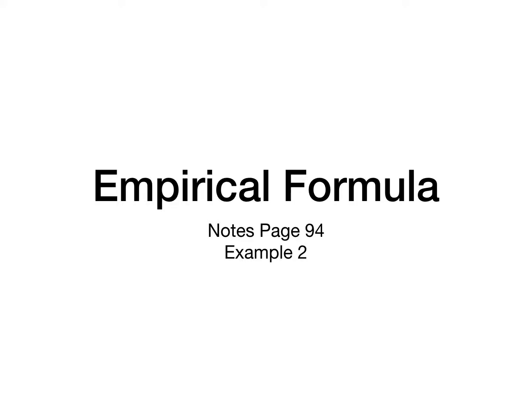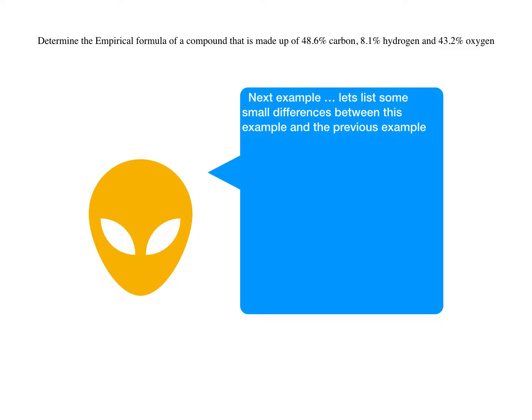Empirical formula, notes, page 94, example 2. Reading through our second example: determine the empirical formula of a compound that is made up of 48.6% carbon, 8.1% hydrogen, and 43.2% oxygen.